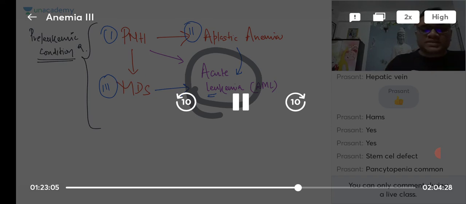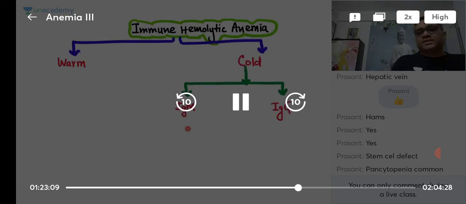So that's done. PNH is done. Now coming to the next anemia, immune hemolytic anemia. Another very important topic which the examiner asks in the exam. Immune hemolytic anemias.